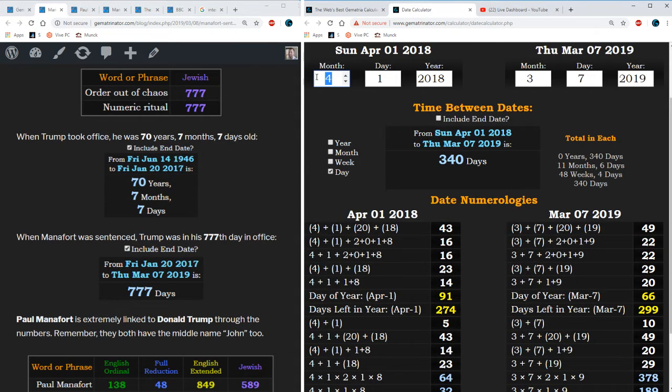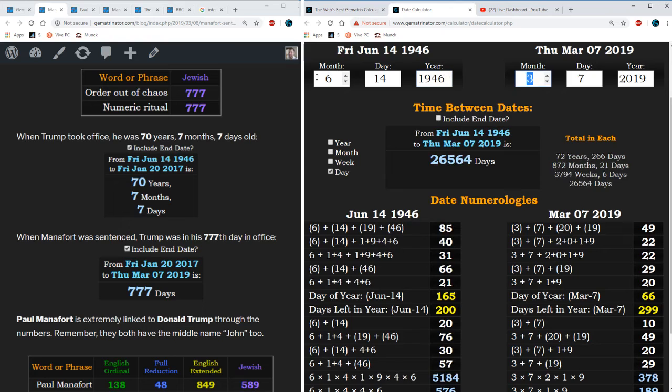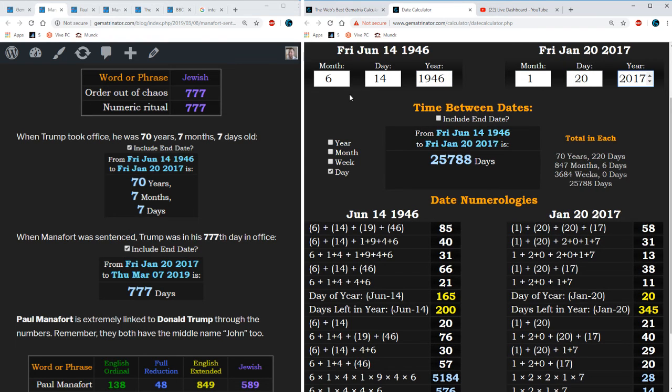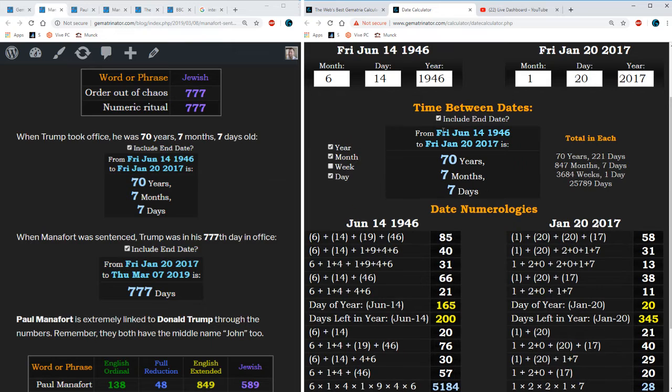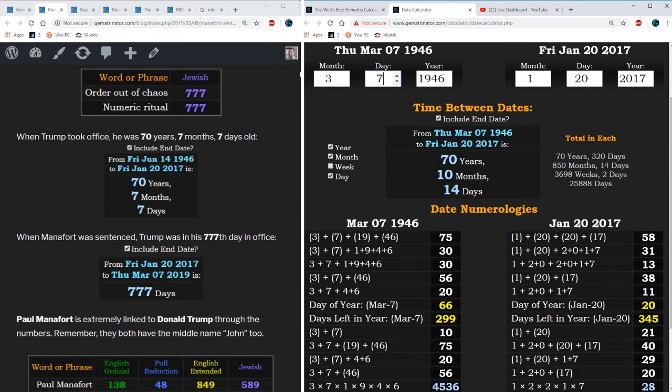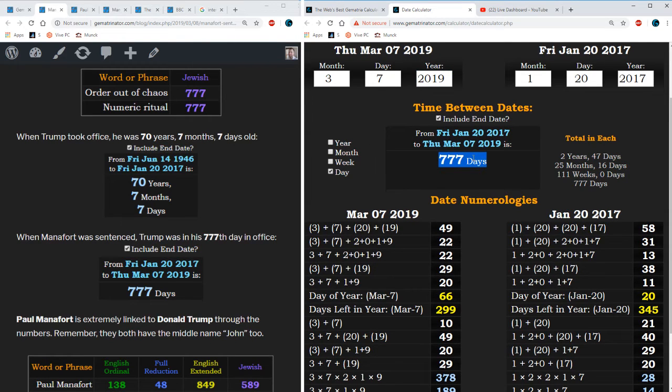And when Donald Trump took office on January 20th of 2017, he was exactly 70 years, 7 months, and 7 days old. Well, now, the date that Manafort was sentenced to prison was the 777th day in office for Donald Trump.